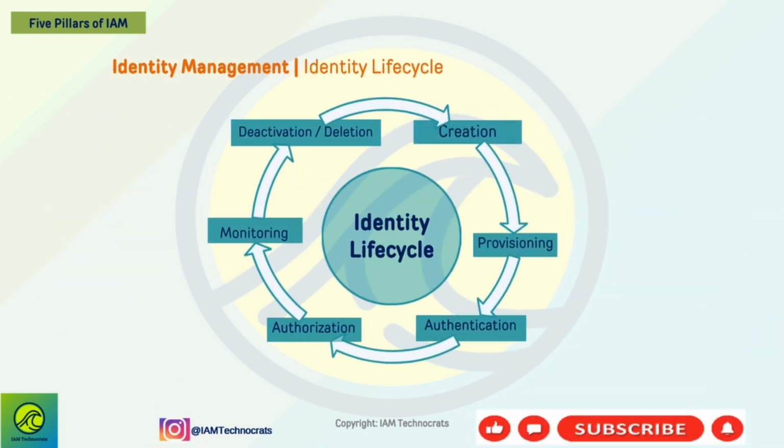The identity lifecycle. The lifecycle of a digital identity includes the following stages. First, creation. When a new user joins an organization, their identity is created in the system. This includes basic information such as name, role, and permission. Next stage is provisioning. Once created, the identity is provisioned with access rights tailored to the user's job responsibilities, following the principle of least privilege.